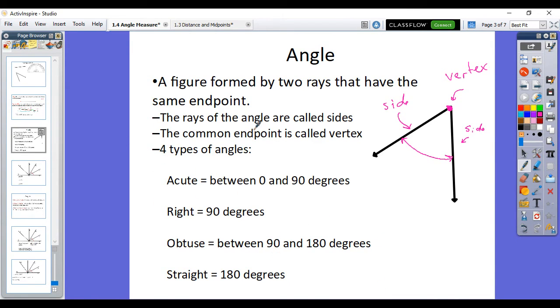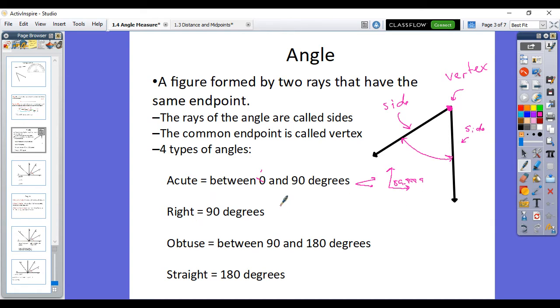So for example, we have four types. We have an acute angle, anything greater than 0, or really 1, up to 90 degrees. So it can be as small as this, but as large as this, as long as that's less than 90 degrees. It can go all the way to 89.9999. As long as it's less than 90, we're good.